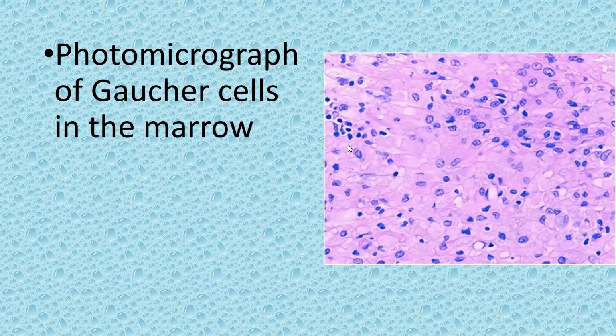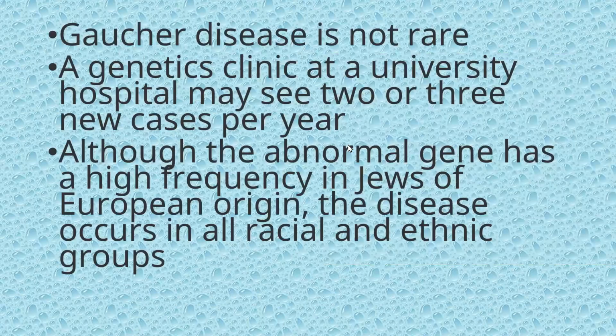This is a photomicrograph, again, of a Gaucher cell in the bone marrow. You see these are huge cells occupying the bone marrow. These are what cause the disease. These are what cause pressure on structures. These are what cause the avascular necrosis of the hip when it does occur. It is not rare. A genetic clinic at a university hospital may see 2 or 3 new cases per year. Although the abnormal gene has a high frequency in Jews of European origin, the disease occurs in all racial and ethnic groups.